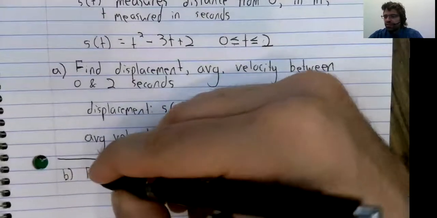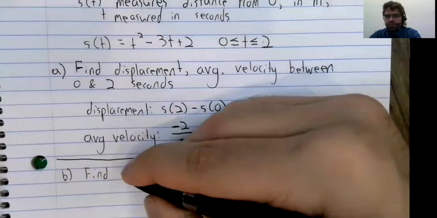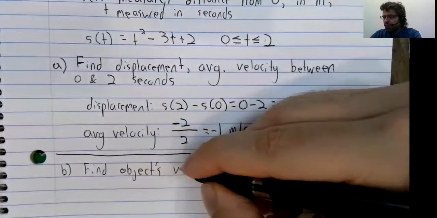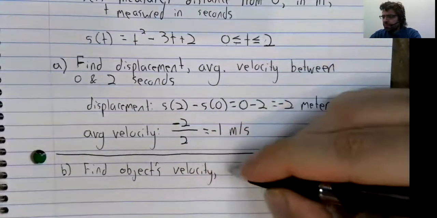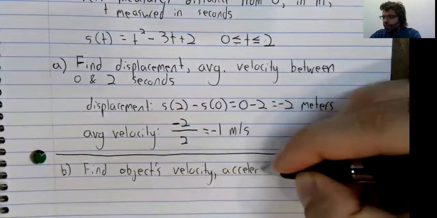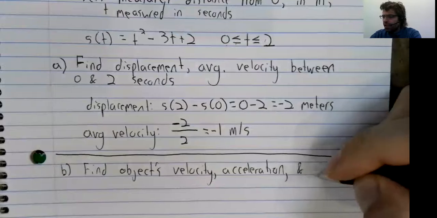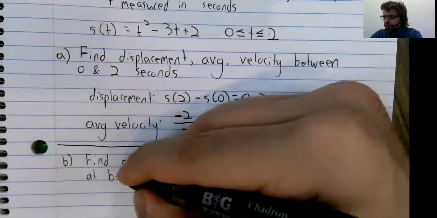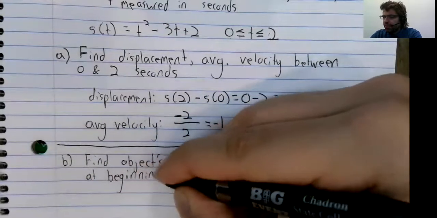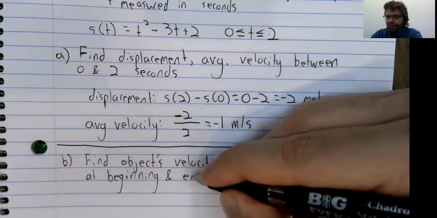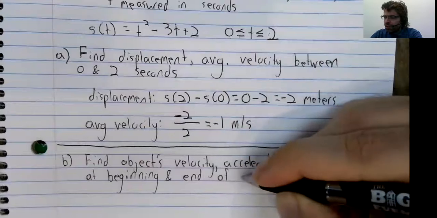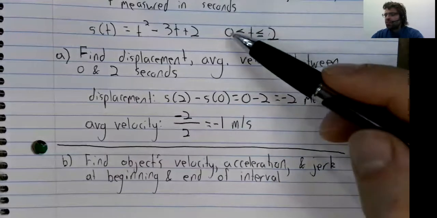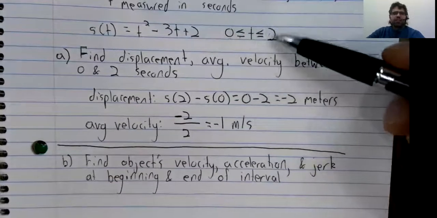B. Let's find the object's velocity, acceleration, and jerk at the beginning and end of the time interval we're looking at. So at 0 and at 2.